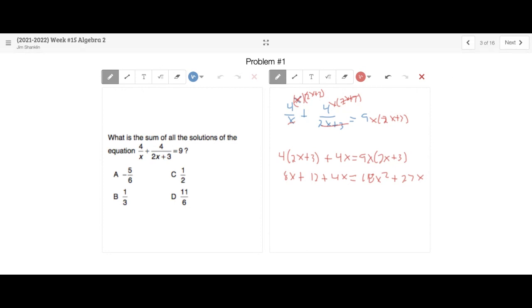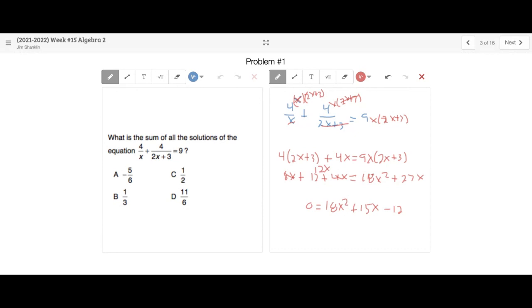So I'm going to add this. So this gives me 12x here. And this is 12. So I'm going to subtract 12x off. So I'm left with 0 is equal to 18x squared. I said I subtracted 12x off, right? So that gives me 15x minus 12. Is that right? Okay. So got it down to a quadratic.